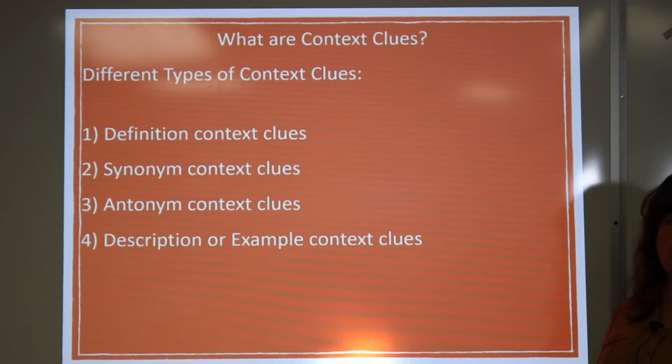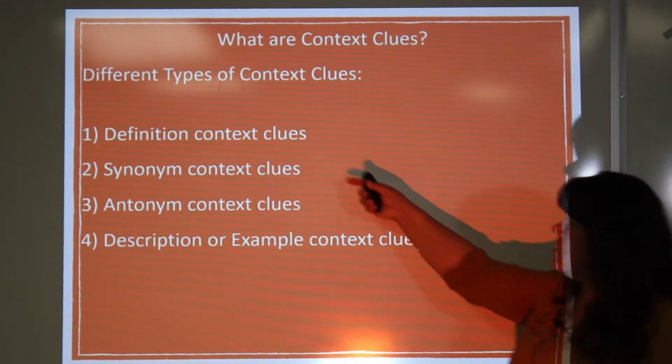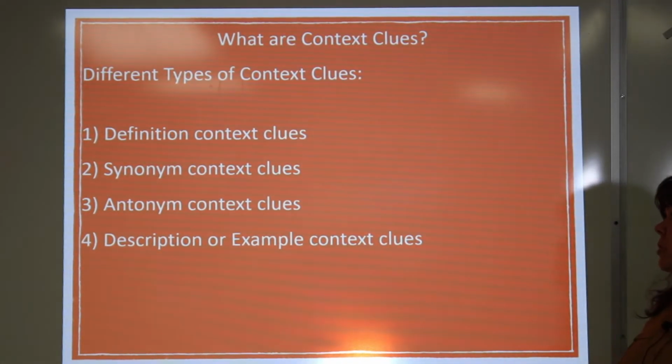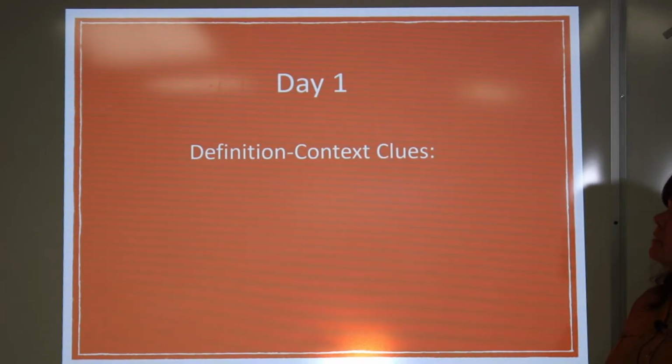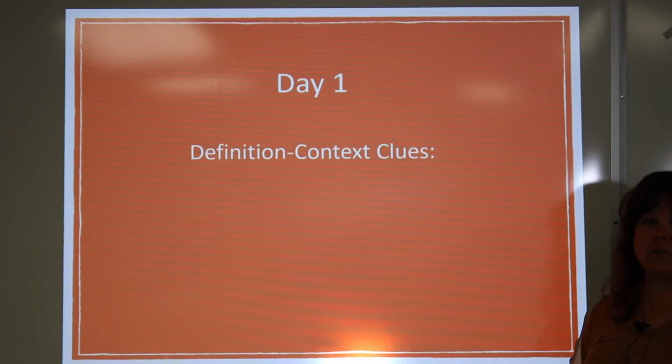So the different types of context clues we can have. One is a definition context clue. Number 2 and 3 are synonyms and antonyms, which are opposites. Synonyms are the same, antonyms are opposites. And then number 4 is description or an example as the context clue. So here's our first lesson for day 1. We're going to talk about definition context clues.